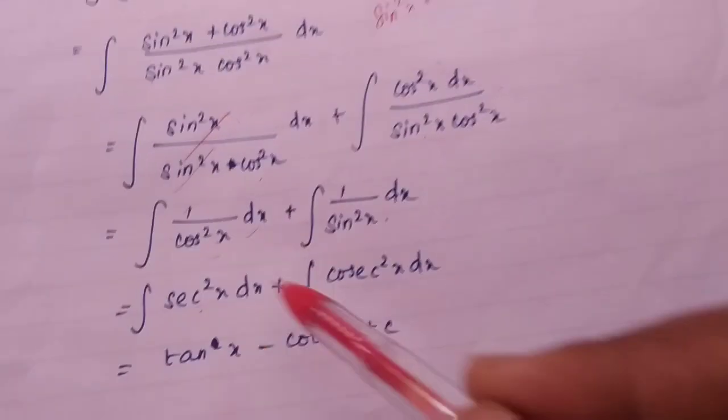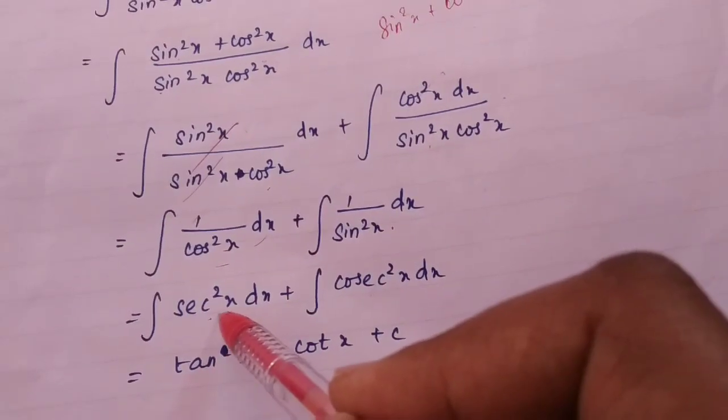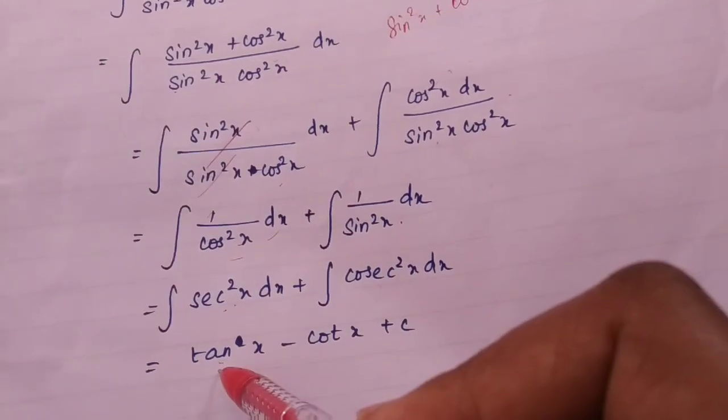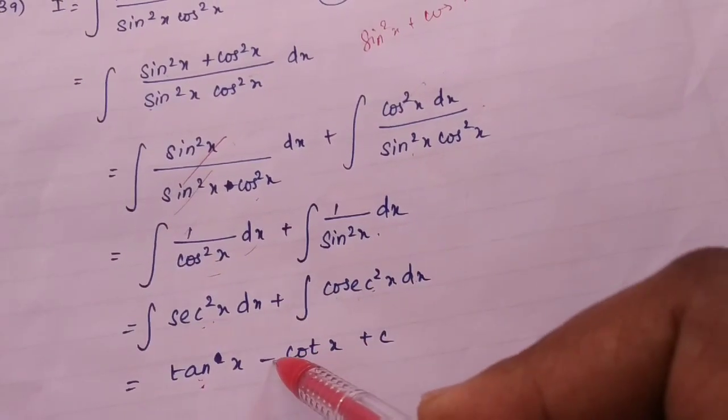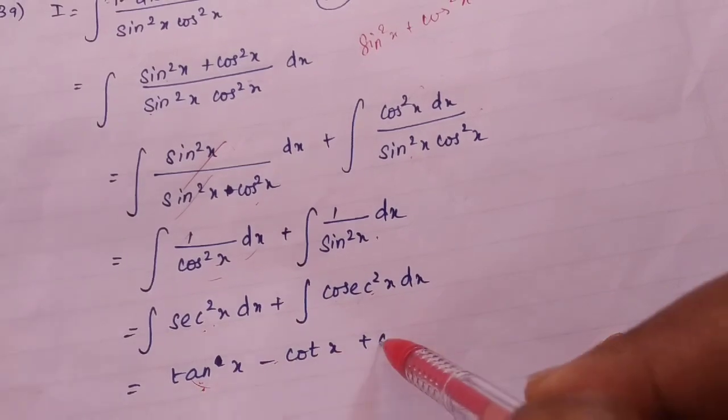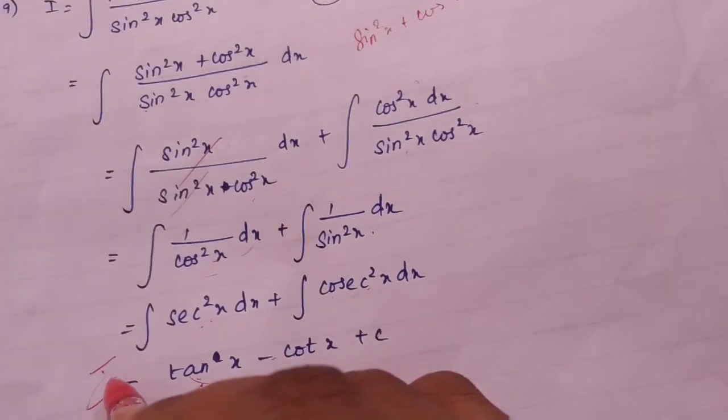If you know the integral formula, it is easy for you to integrate and write. Integral of secant squared x dx is nothing but tan x. Integral of cosecant squared x into dx is nothing but minus cot x. So together write the constant of integration. That is the value of the integral.